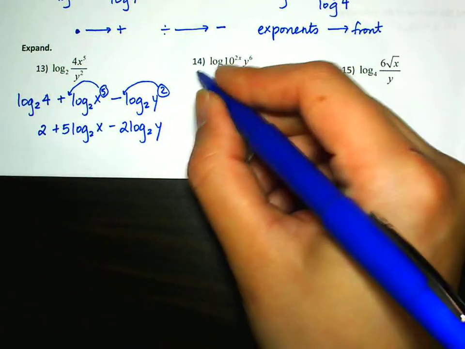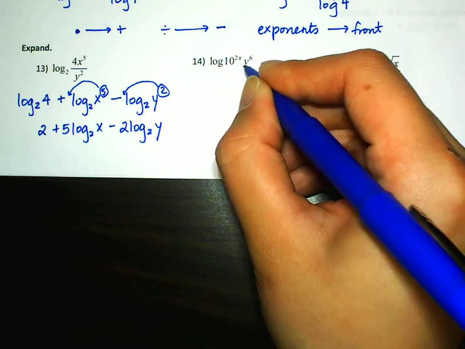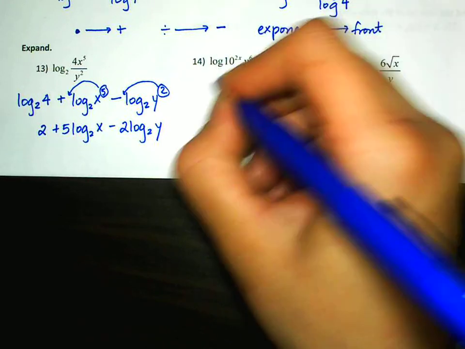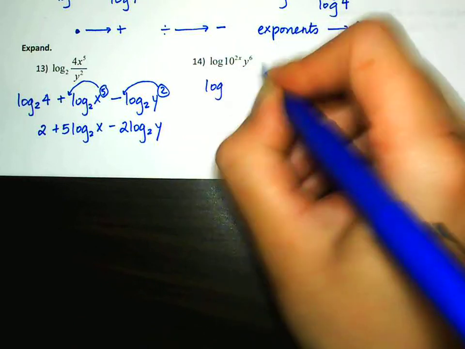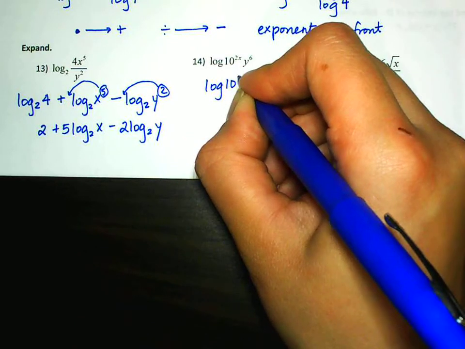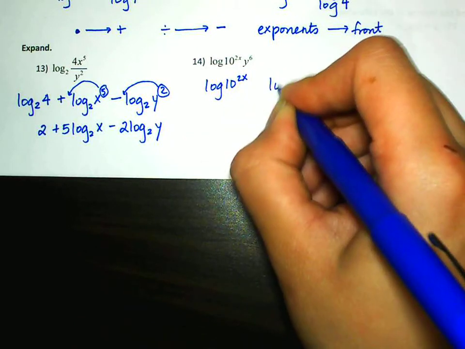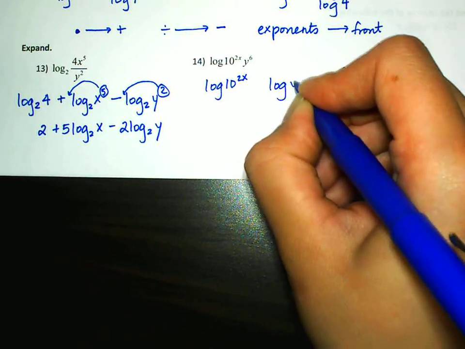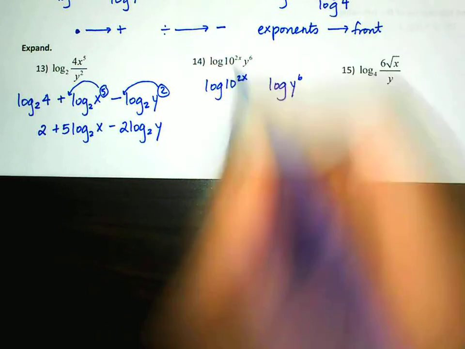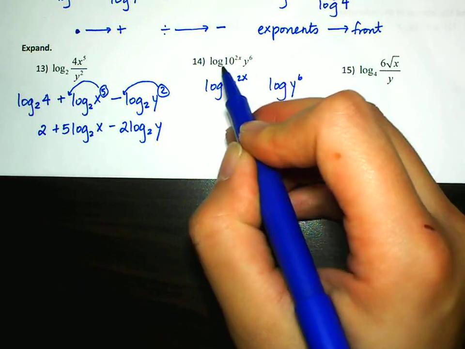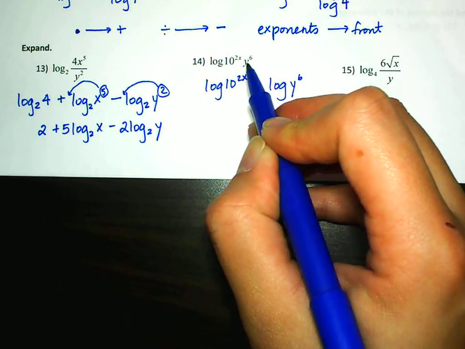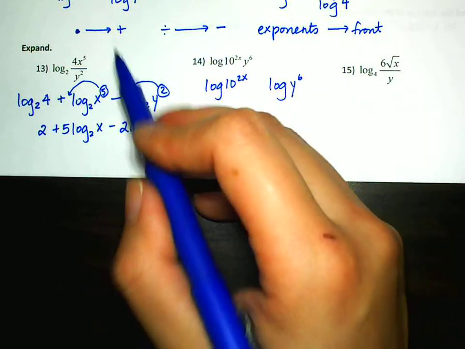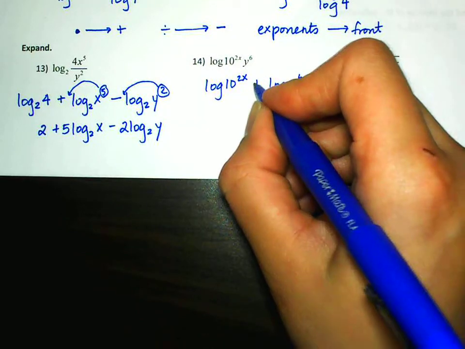So let's take a look at 14. I have a whole number and a variable, so I'm going to have two logs here. Log of 10 to the 2x and log of y to the 6. I don't have a base here because the original problem doesn't have a base. What am I doing between the 10 to the 2x power and then y to the 6? I am multiplying, so I'm going to add these two logs with each other.